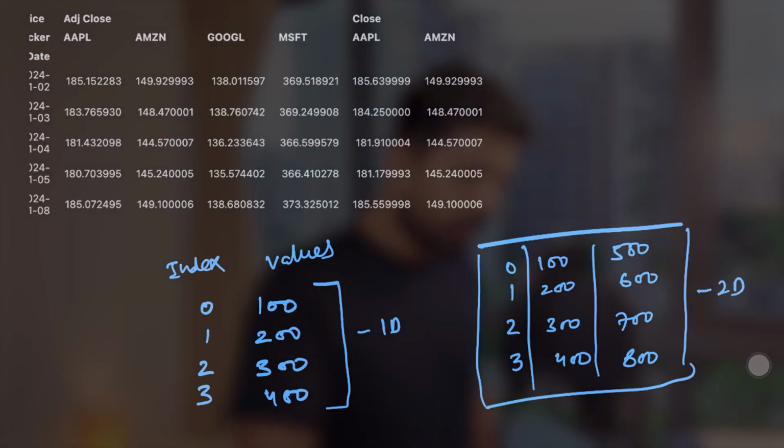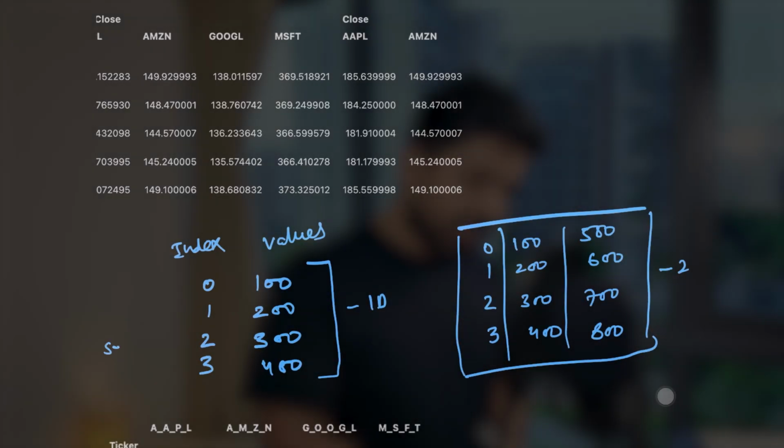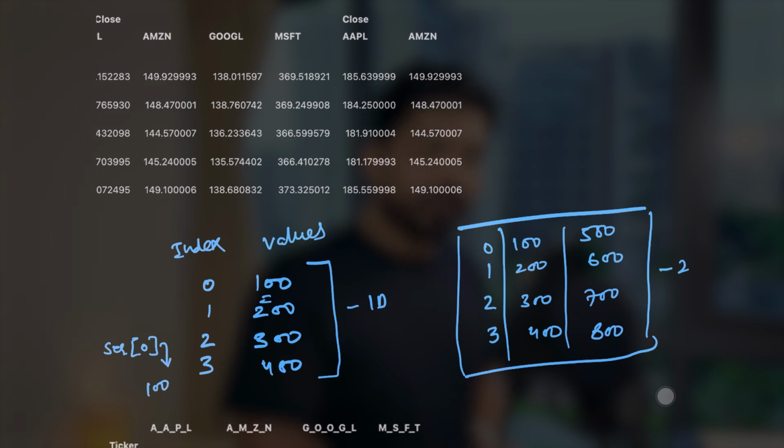So here it is 2D because in the series, in the 1D, when we want to fetch any value, let's say 100, we just need one piece of information, right? The name of the series and we just need the index number. So if I just give 0, I will get 100, right? Here it will be the name of the series, and when I give the index, I'll get the value. So that means in the 1D, we just need one piece of information to fetch any value.